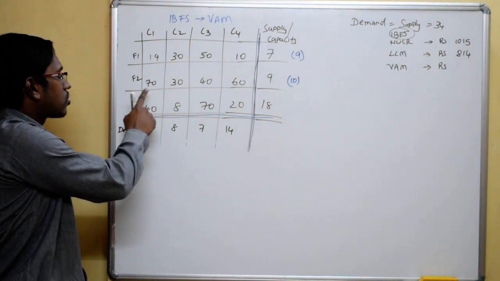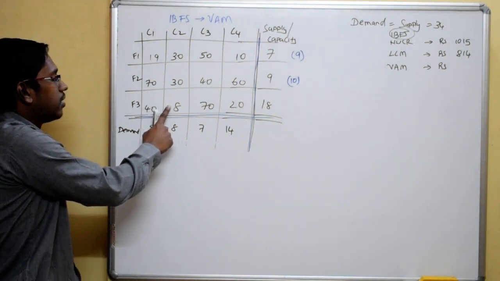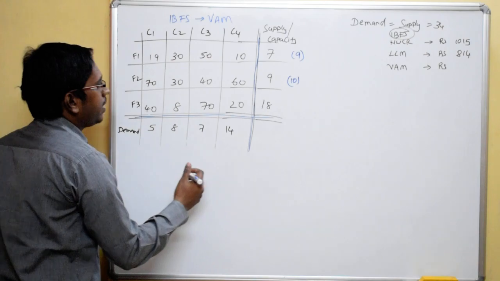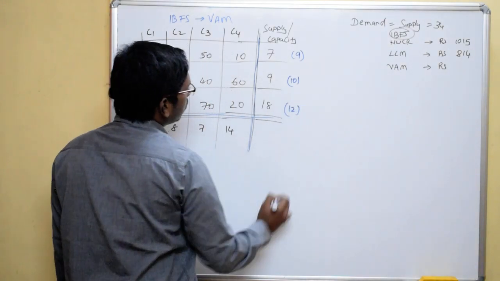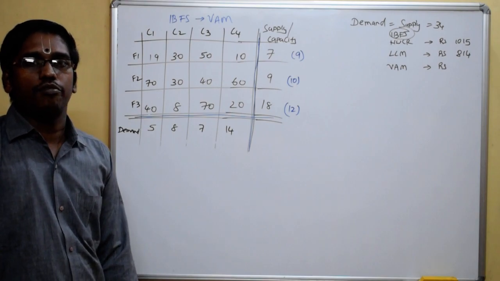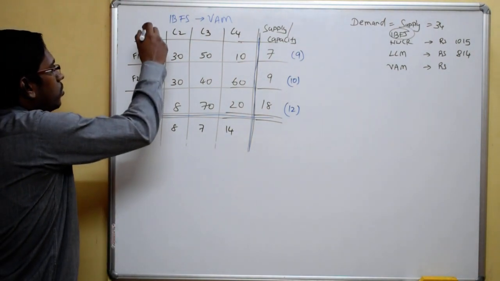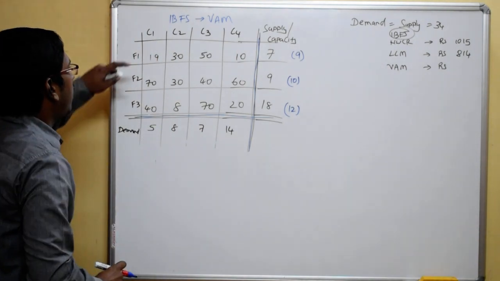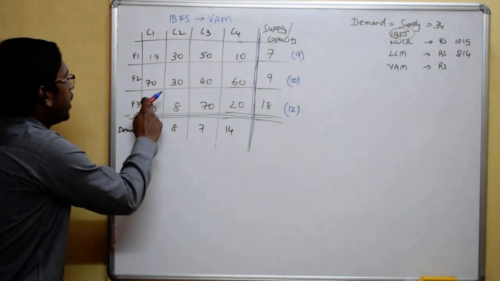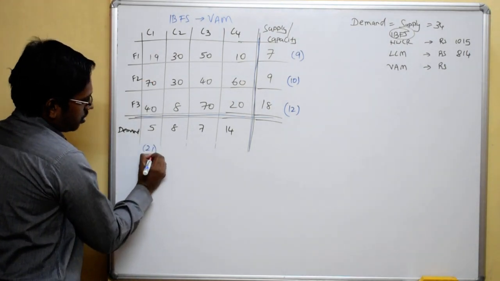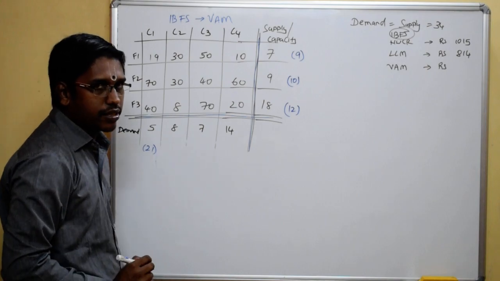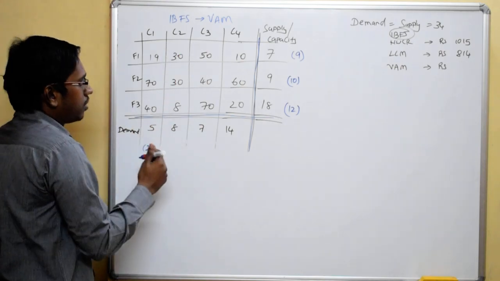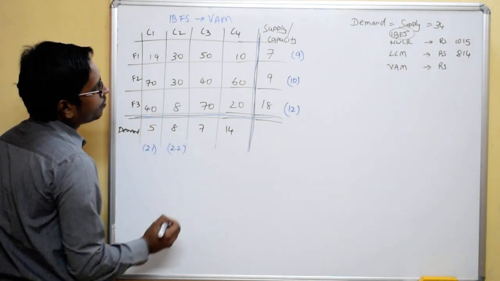Third row, the least cost is 8 and after 8 the next least cost is 20. The difference is 20 minus 8, that is 12. Apply the same for each column. The first column, the least cost is 19 and the second least cost after 19 is 40. The difference, 40 minus 19, is 21. Apply the same in the second column. The least cost is 8 and after 8 the least cost is 30. So the difference is 22.